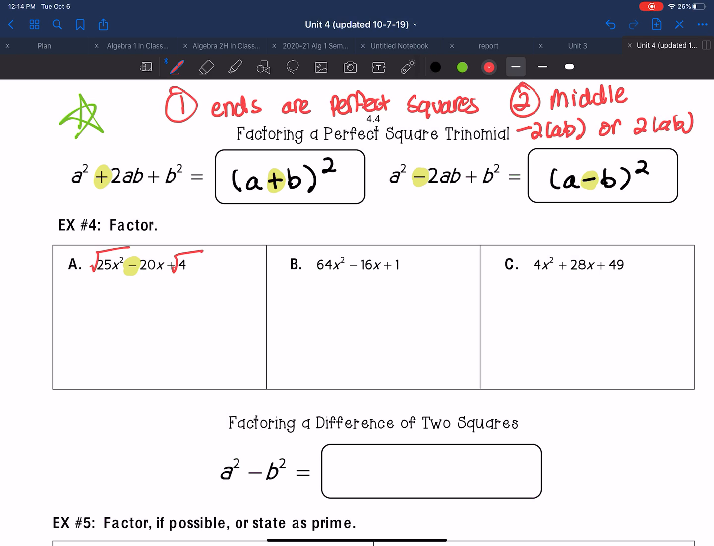So what we're looking at here is if I took the square root of 25x squared, what I'm really doing is I'm taking 5x and I'm squaring it. That is the equivalent to 25x squared.